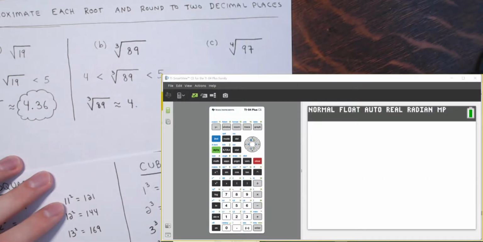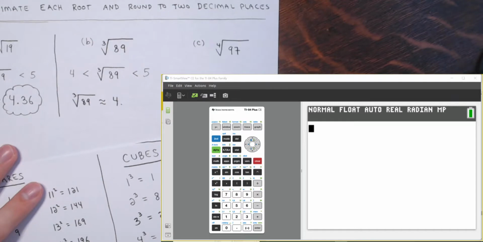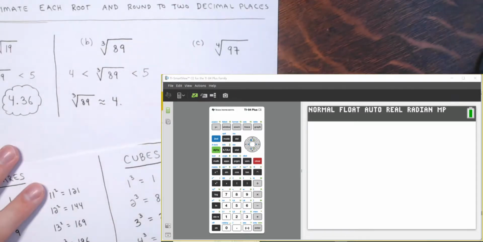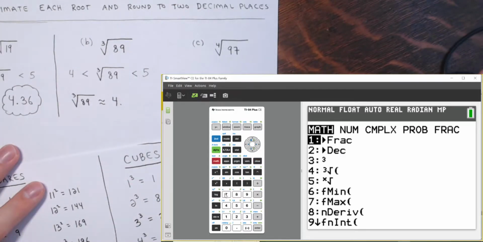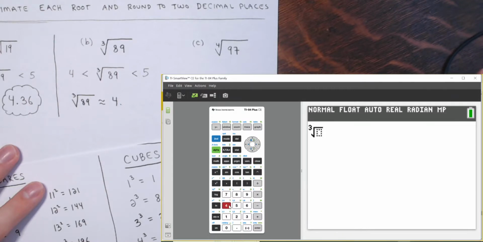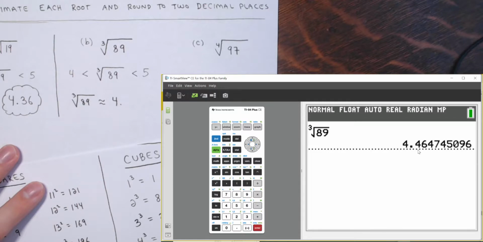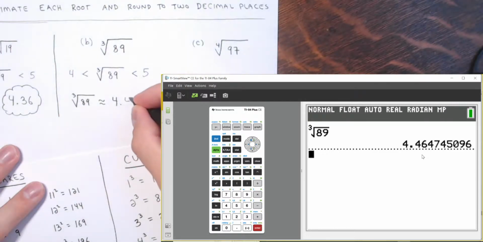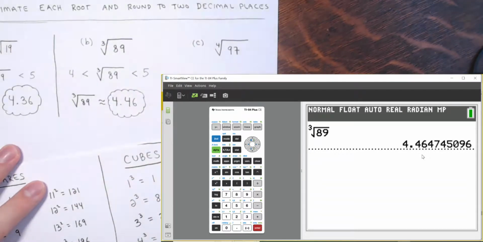Alright, so let me bring the calculator back. And you can hopefully see my part B now over here. Doing the cube root, cube root symbol of 89. And you see it's 4.46 are the first two decimal places. The third decimal place is under 5, so I keep the first two decimal places the way they are. So 4.46 is our estimate, our approximation of the cube root of 89.